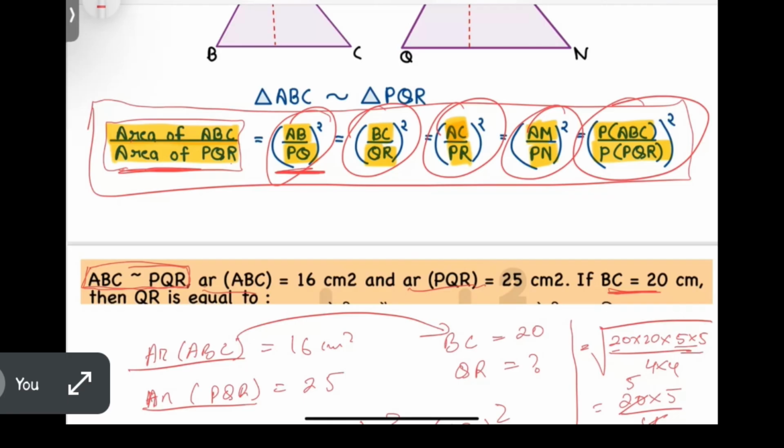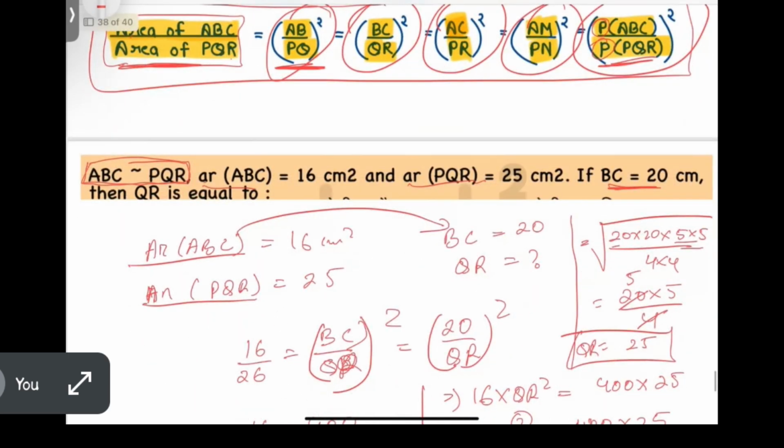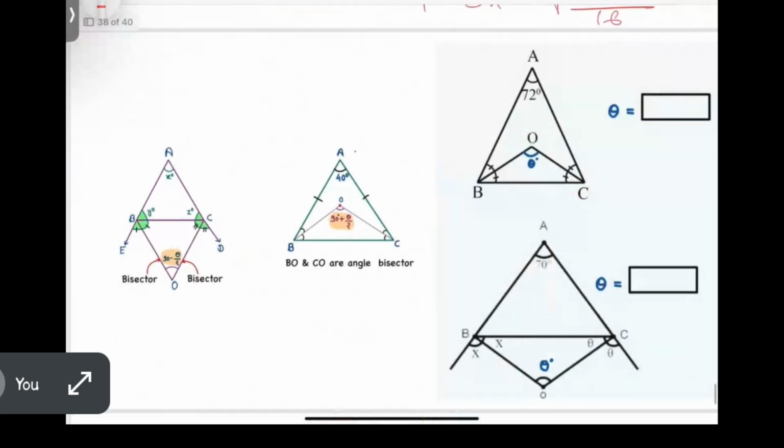Or sometimes perimeter. Remember, this one is nothing but perimeter. P represents perimeter there. So perimeter whole square divided by perimeter whole square, the ratio will be the same. Now let's go to the next.